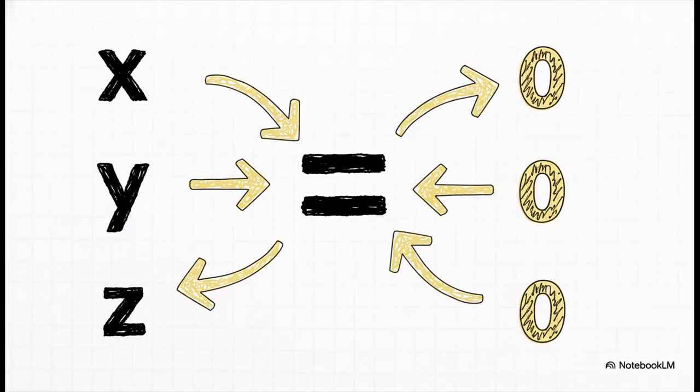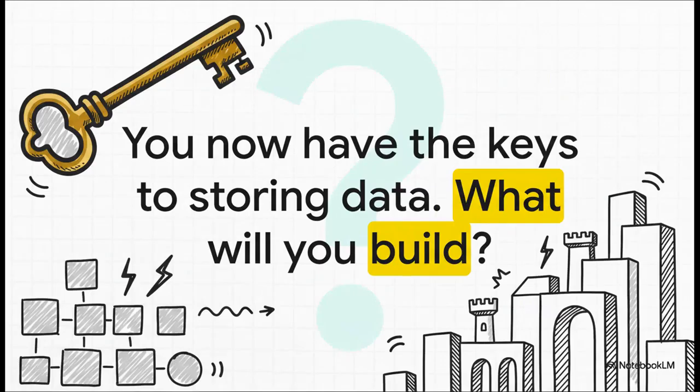And here's another neat little shortcut. If you need to create a few variables and set them all to the same initial value, you can do it all on one line. It's a really clean and concise way to get things set up. And there you have it. You've now got the keys to storing data in your programs. You know the rules you must follow, the conventions you should follow, and a couple of handy tricks to get you going. The foundation is set, so the only question left is, what are you going to build?